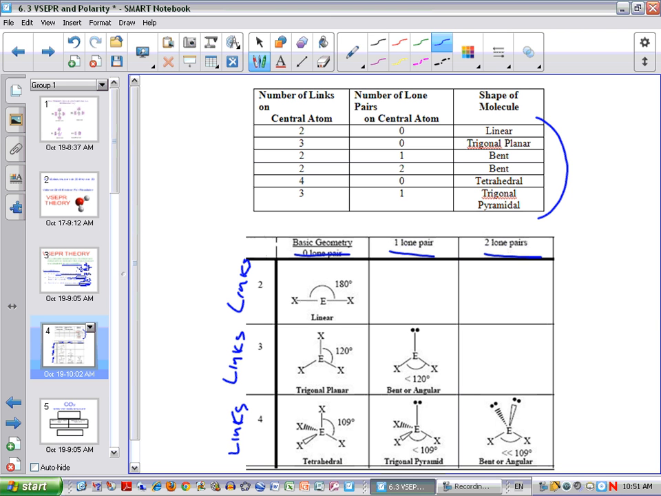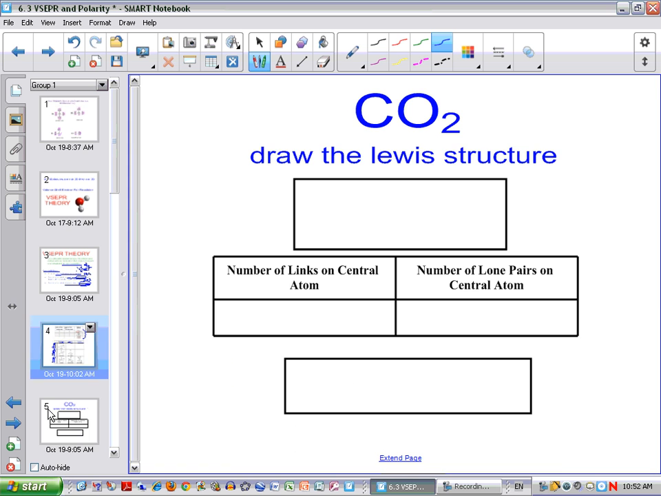So if it's got 2 things linked and no lone pairs, it's linear. If it's got 3 things linked with no lone pairs, it's trigonal planar. 3 things linked, 1 lone pair, it's bent. 4 things linked, no lone pairs, it's tetrahedral. 4 things linked, 1 lone pair, it's trigonal pyramidal. 4 things linked, 2 lone pairs, it's bent or angular. In this case, they're counting electrons as links. Either way you look at this, you're going to get the same shape. And it's a lot easier when we just do some examples. So let's move forward and do that.